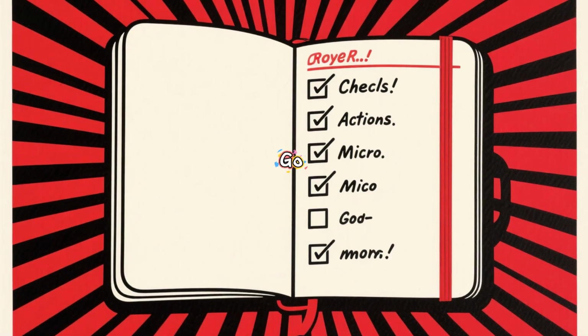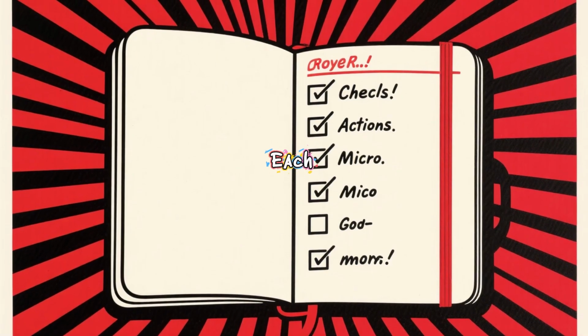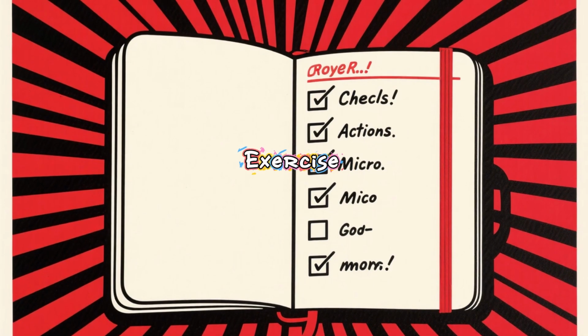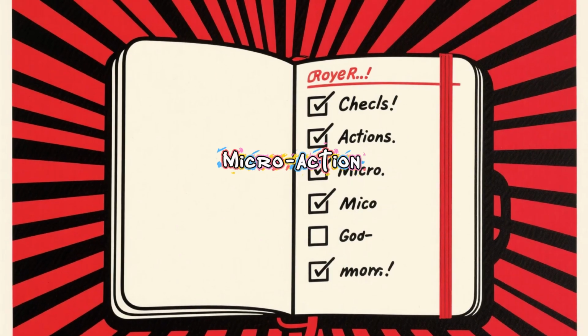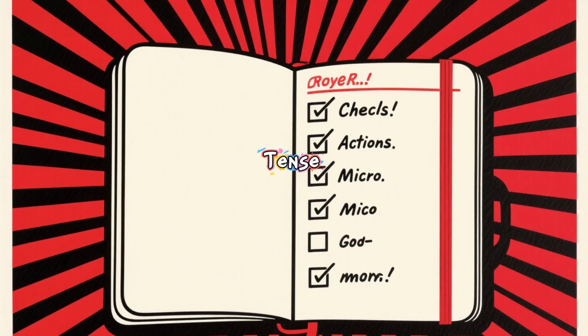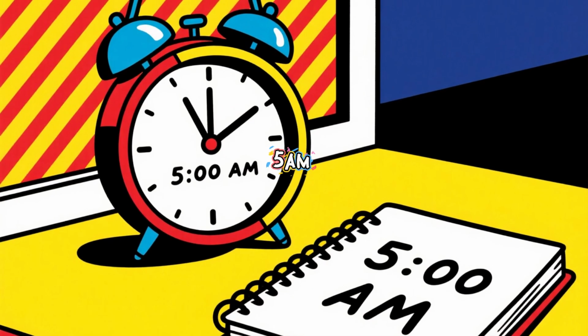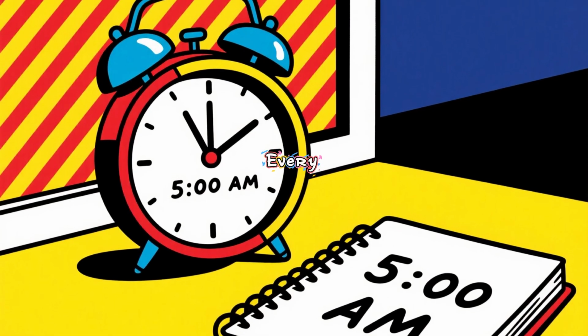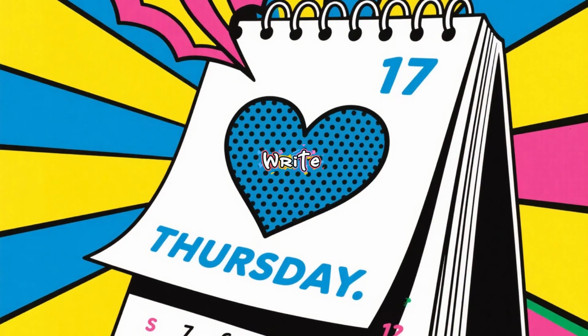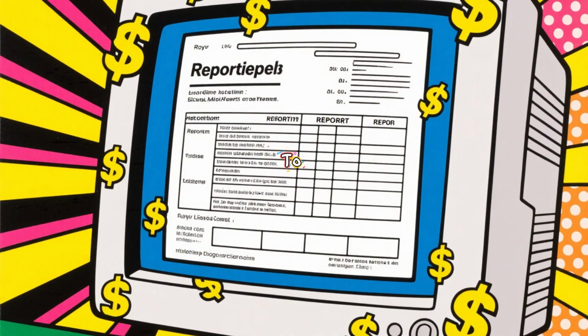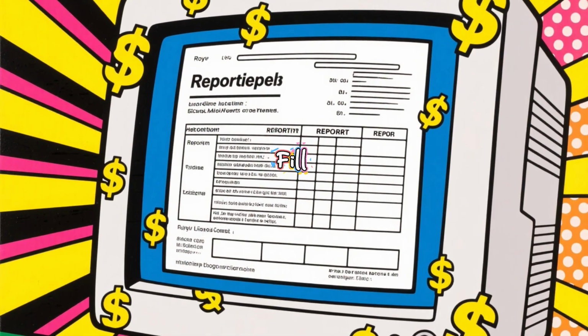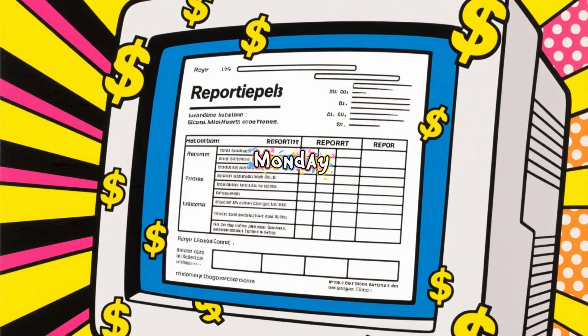Now, go down the list. For each item, do the following exercise. Step 1. Write the micro-action in the present tense. How do I behave if I've already attracted this? You want to wake up at 5 a.m.? Right? I wake up at 5 a.m. every morning. You want to find love? Right? I date Sophia every Thursday evening. You want to make $1 million? Right? I fill out expense reports every Monday morning.